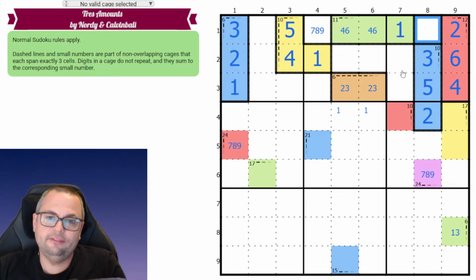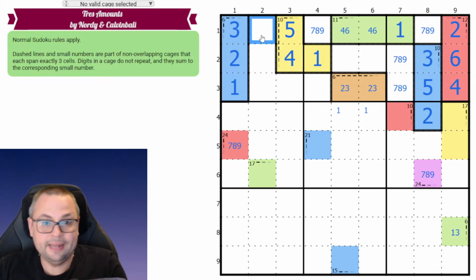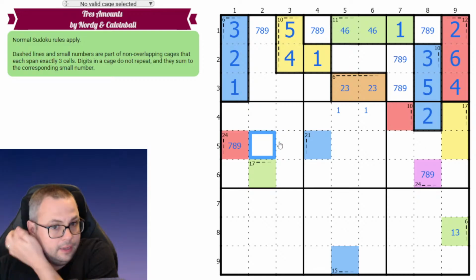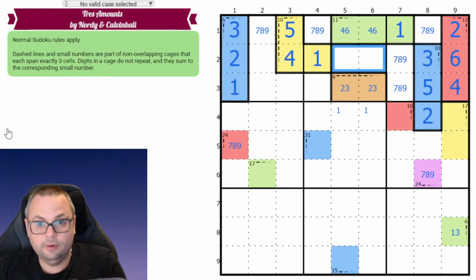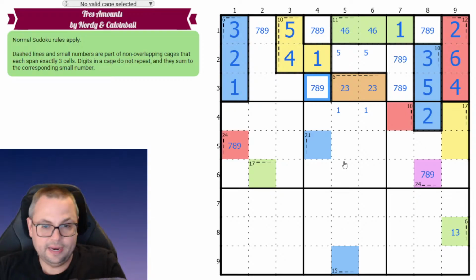Okay, so now these digits are just 7, 8, 9. And that's 7, 8, 9. We do know one of these two is a 5, so that one's the other 7, 8, 9 for the box.